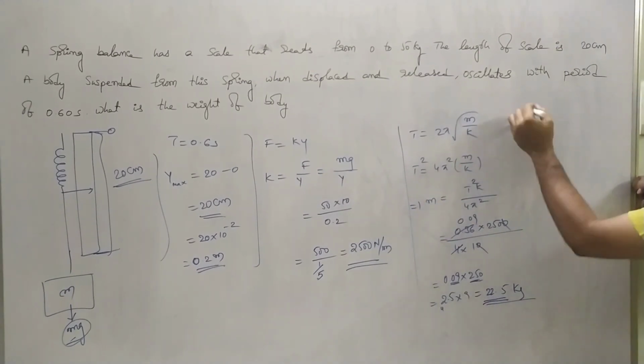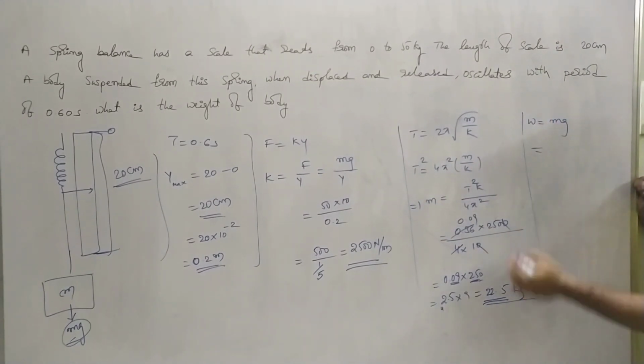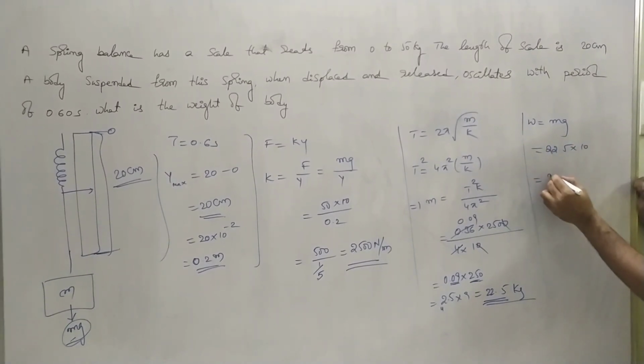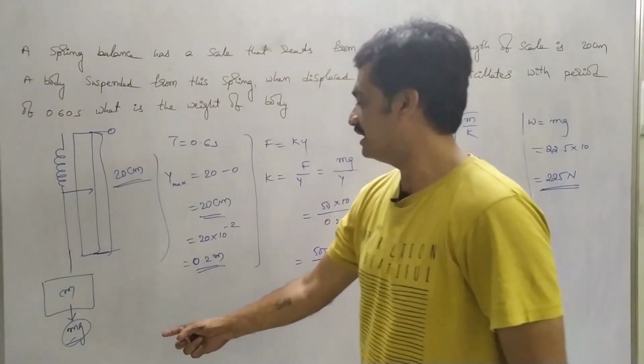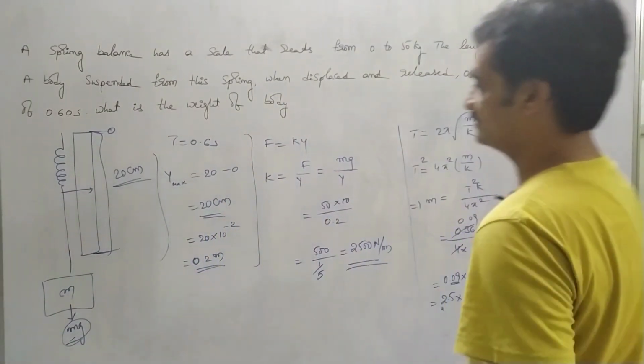Now we have to present the weight, where we know that weight W equals mg. The mass is 22.5 into 10, so we get 225 newtons. This is the weight attached to this spring balance. Take a screenshot.